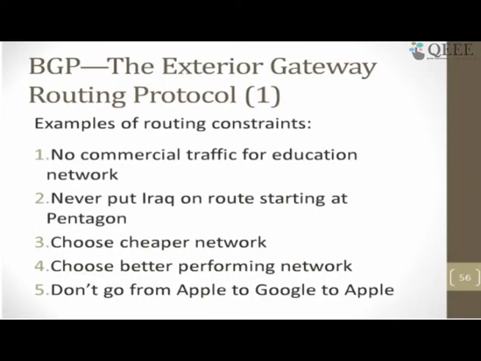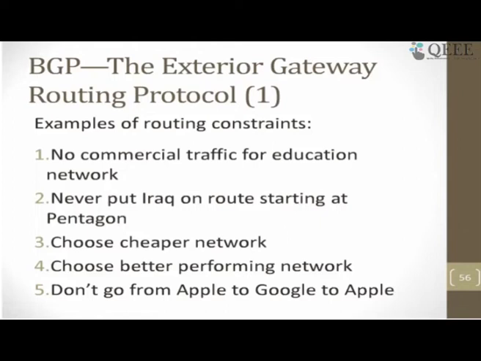Let us see what BGP is. BGP puts in various types of rules, because it is not only a technical protocol, it is also a political and commercial protocol, and has to consider all sorts of things. For example, no commercial traffic for education: if you have an education network like NKN, we cannot have advertisements of, say, Paytm inside NKN. Those types of constraints have to be supported by BGP.